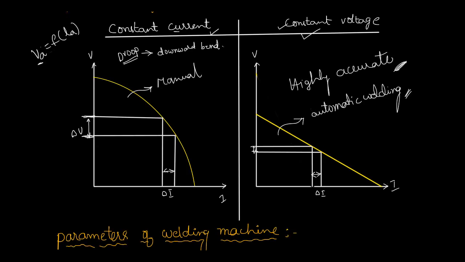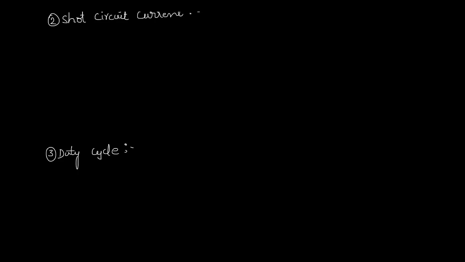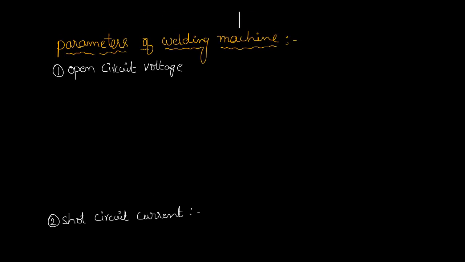Okay, and then come to the parameters of a welding machine. So what are the parameters that I can measure from a welding machine? If it is a constant current type, what are the parameters I can measure? If it is a constant voltage, what are the parameters I can measure? There are three main universal parameters to measure before going to buy a welding machine. Those are open circuit voltage, short circuit current and duty cycle. Okay, these are the three parameters that we have to measure before buying a welding machine.